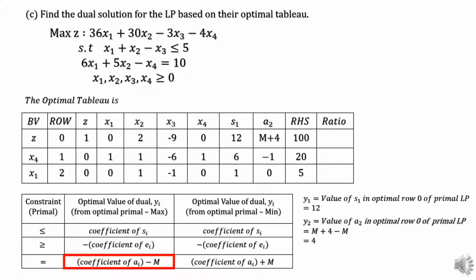For the second constraint, the sign is equals, so y_2 is equal to the value of a_2 in optimal row 0 of the primal LP, which is M plus 4 minus M, so the answer is 4. Lastly, W is equal to optimal Z, which is 100.